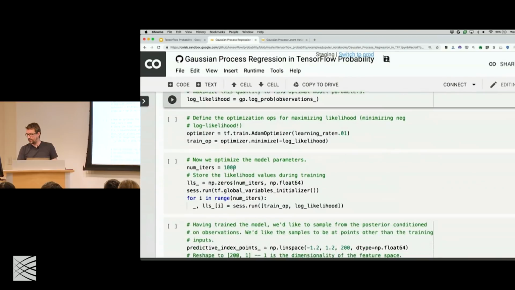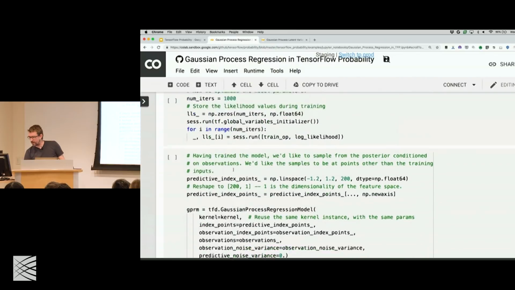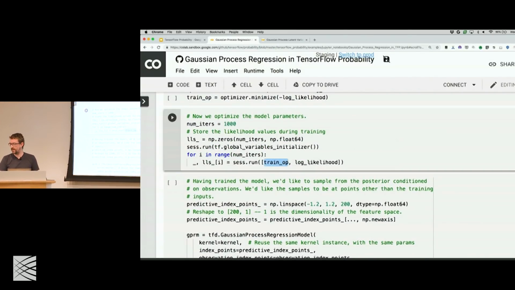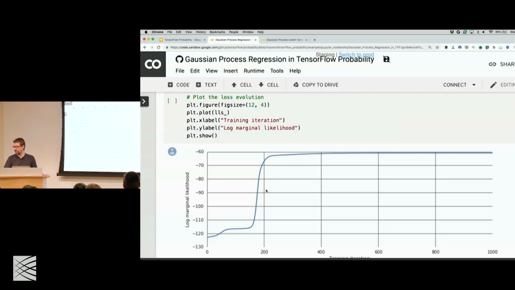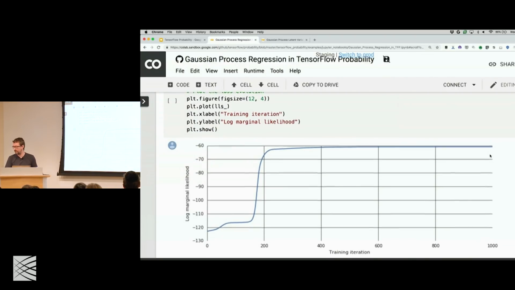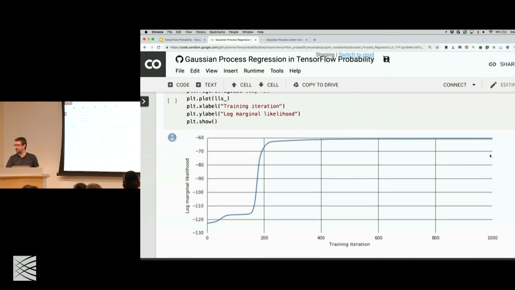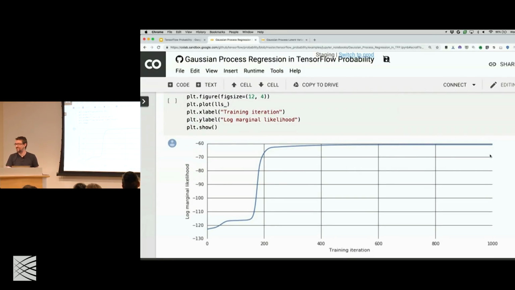Right, so we train that. I think I probably should have ordered my cells a little differently, but this is where we run the training, just running the train op and gathering log likelihoods, which I'll plot in a moment. Let's actually jump down and look at that. So this is training, it converges pretty quickly, and it's 1,000 steps, and this runs, even on pretty humble hardware, pretty quickly, a couple of seconds maybe. But that's because we only had 100 data points.